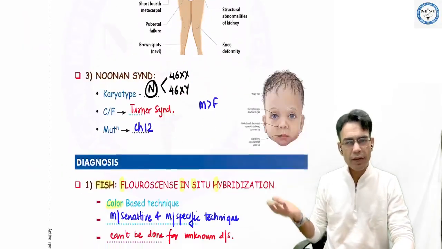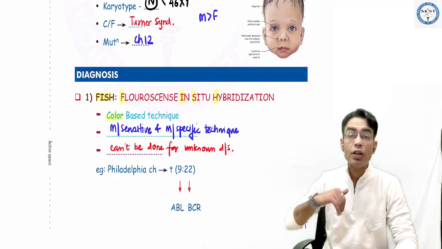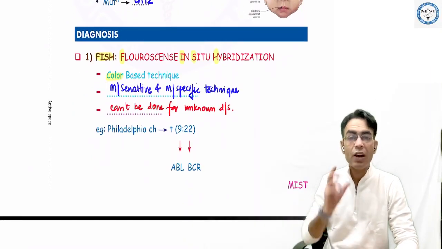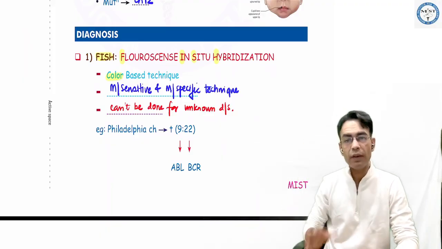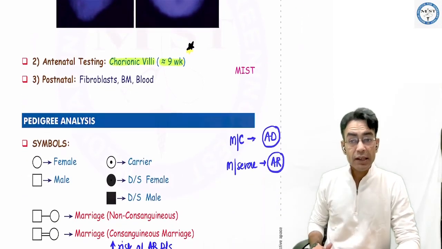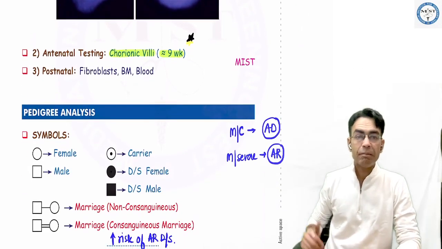Then for diagnosis, FISH, we discussed, is the most sensitive and most specific technique, but for new disease finding, you cannot use FISH because FISH cannot find any new disease. The diseases which are documented, FISH will find 100%. Best technique. Antenatal testing: the first sample can be taken at around 9 weeks from the chorionic villi.